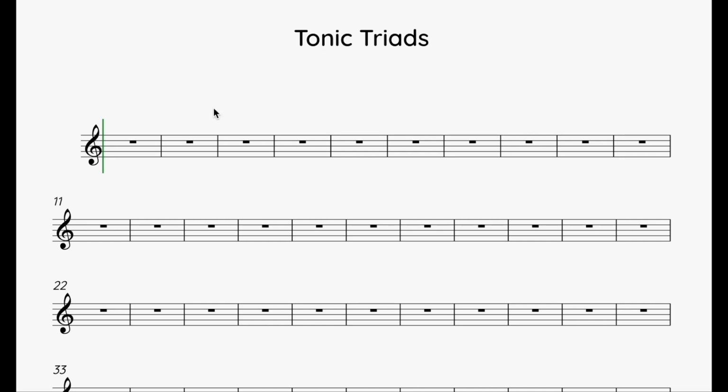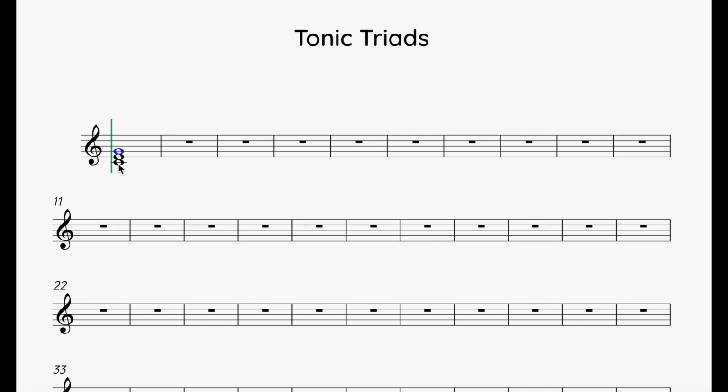So the note tonic refers to the first note of a scale. So if I was in C major scale, which doesn't have any sharps or flats, it's an easy one. Then if I was to build the tonic triad, the triad is just a 3-note chord. So I would start on the tonic note of C major, which is the note C, and then to construct a triad, I would add the third above and the fifth above.